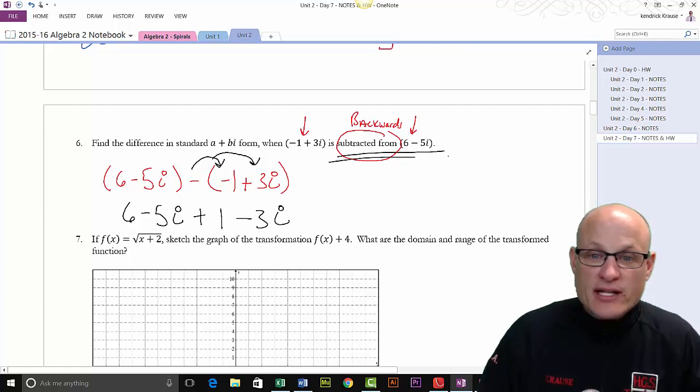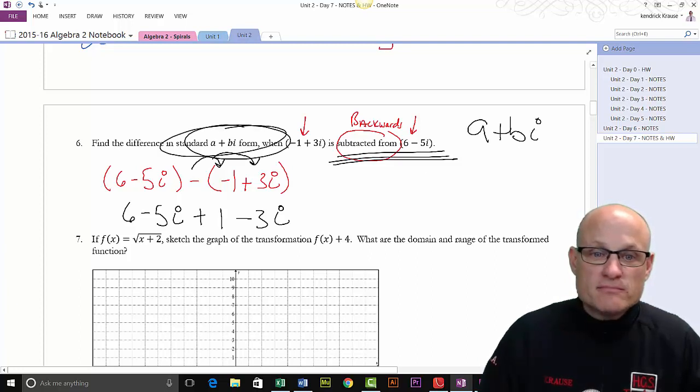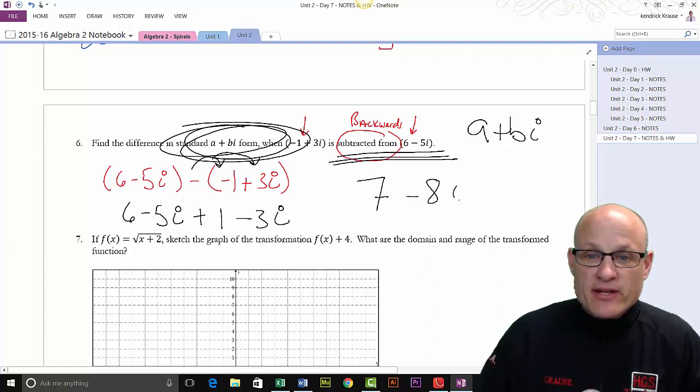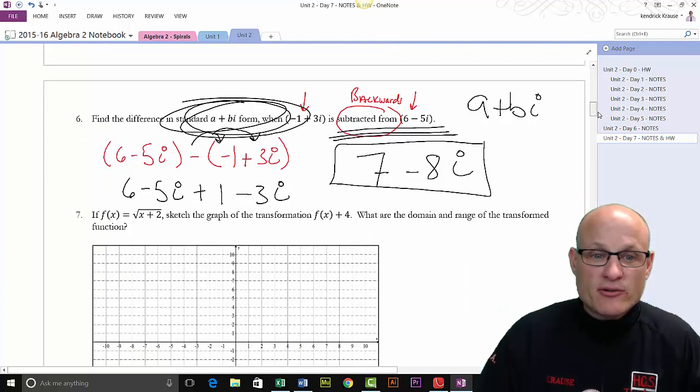And again, subtracted from, we're doing backwards. And if we want it in a plus bi form, always give it in, oh, it says it right here. Forgot about that. So let's do the real stuff first. 6 and 1 make 7. Negative 5i and negative 3i make negative 8i. And don't forget, that could be checked using your calculator.